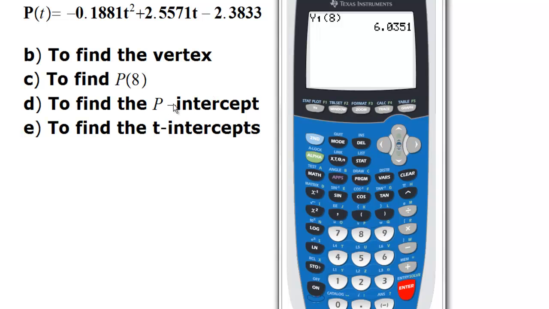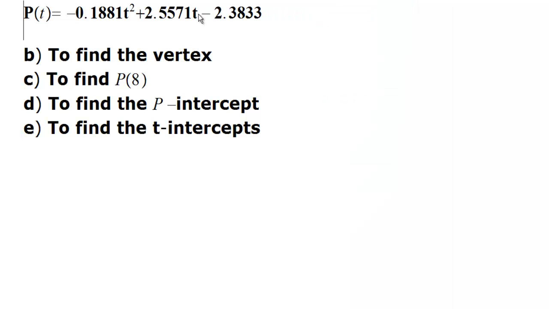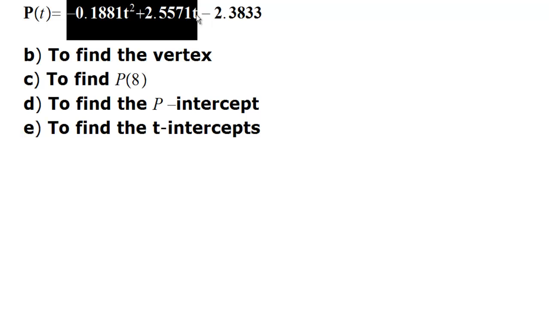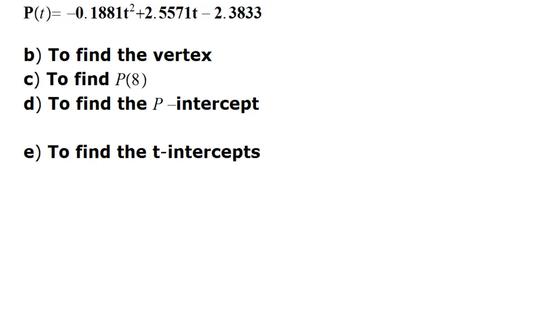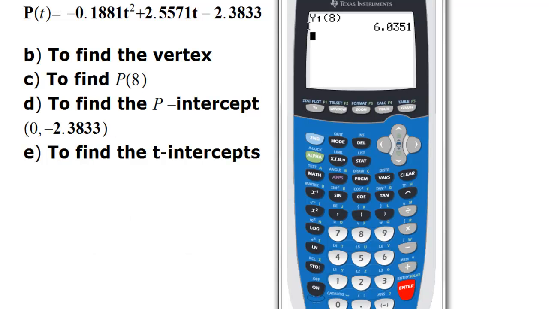Now it says find the P intercept. The P intercept is more like show and tell here. That is, for the P intercept, t will be 0. So who is my P intercept? My P intercept is simply: t is 0 and P is negative 2.3833.